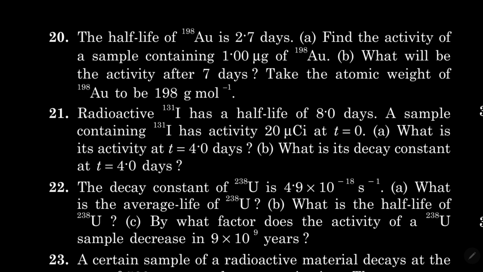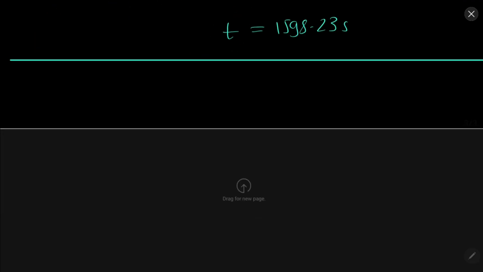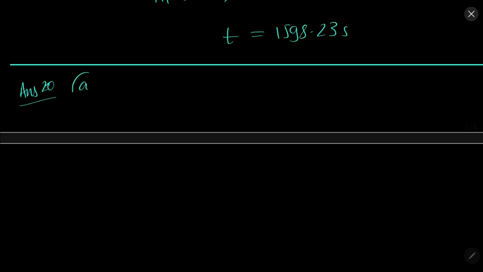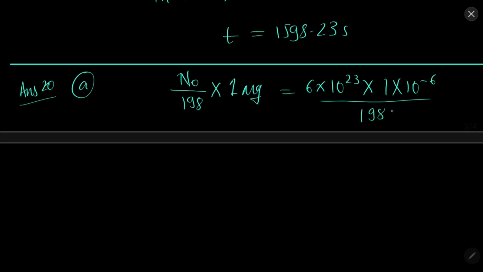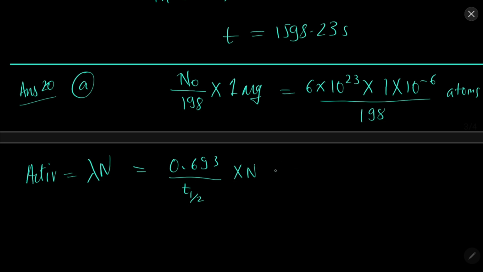In question 20, we need to find the activity and what will be the activity after 7 days. Solution 20, A part. So N naught is 1 microgram over 198, 6 into 10 to the power 23 into 1 into 10 to the power minus 6 over 198 atoms. Activity is lambda N, 0.693 over half-life into N, which is 6 into 10 to the power 17 over 198 into 2.7.